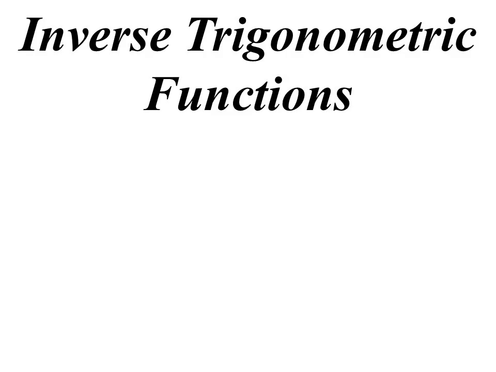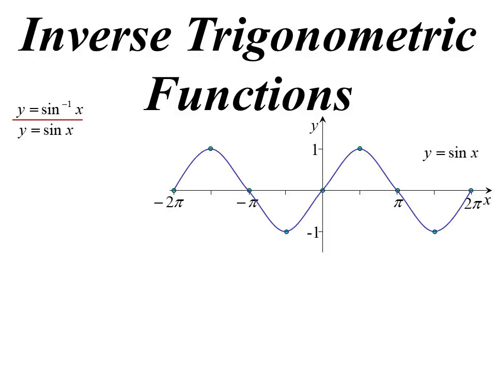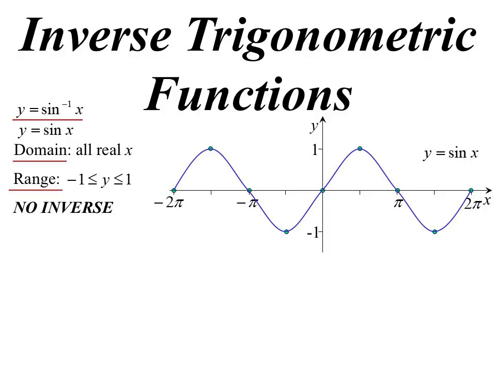So the other day we recapped inverse functions. The main reason we did that was so we can create our inverse trig functions. So let's start with inverse sine. Well, if I draw up my sine graph, there it is. We know its domain's all real x. We know the range is in between -1 and 1. However, as it stands, it won't have an inverse because it fails that horizontal line test.